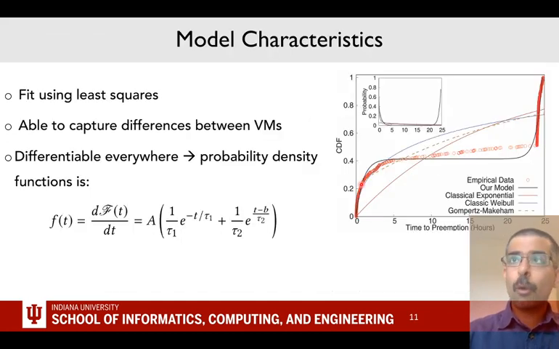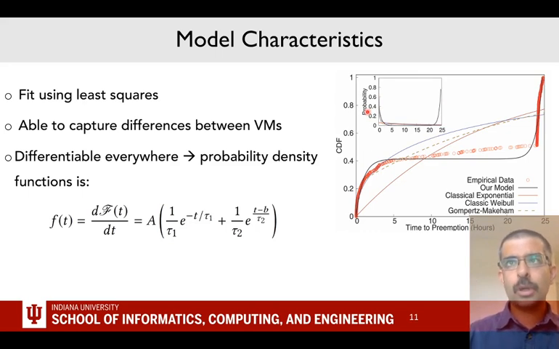So we fit this model using standard least square techniques, and that is shown by the black line here. And as we can see, it's able to fit all the three phases fairly well. And our paper shows that it's also able to capture the preemption characteristics of different types of VMs and different temporal domains. The good thing about our model is that it is differentiable everywhere. So we can differentiate it with respect to time and get the probability density function. And if you plot this, we get the bathtub shape that we saw earlier, which is shown by the black line here.